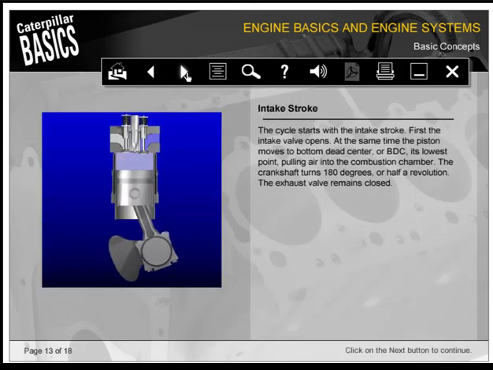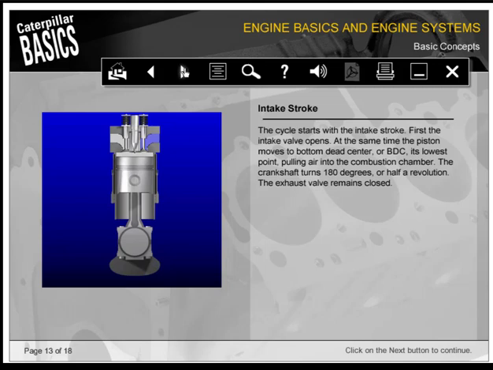The cycle starts with the intake stroke. First, the intake valve opens. At the same time, the piston moves to bottom dead center, or BDC, its lowest point, pulling air into the combustion chamber. The crankshaft turns 180 degrees, or half a revolution. The exhaust valve remains closed.